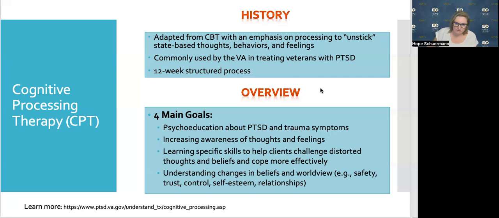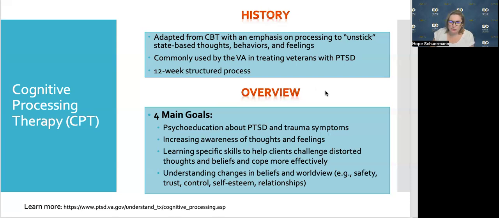So you know that trauma gets you stuck. And so the goal of this is to get you unstuck. It's a 12-week structured process. So just like TF-CBT, you have a manual that you would follow, and you have certain topics that you would cover until you felt satisfied with those topics and then moved on to the others.